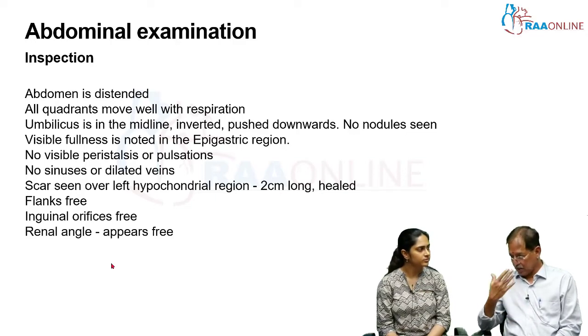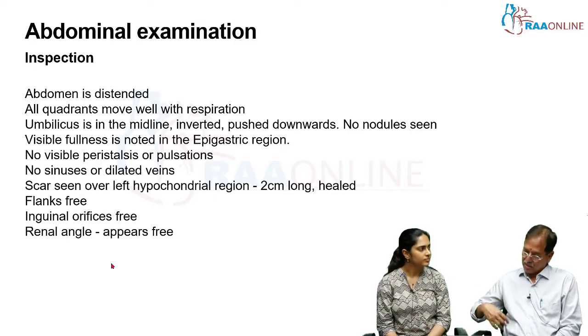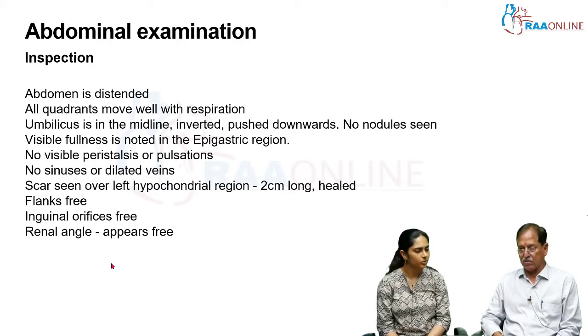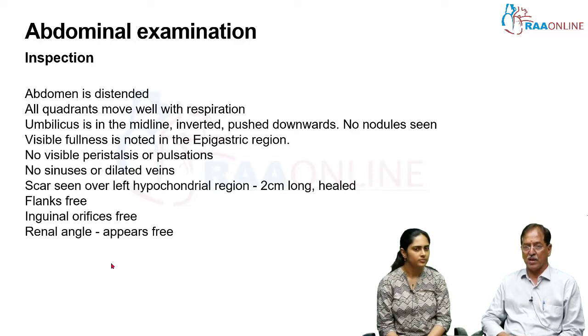When there is a left-sided colon stricture which can obstruct, the patient can have peristalsis from the right going onto the left side. That is colonic, quite rare. So you said no sinuses or dilated veins.